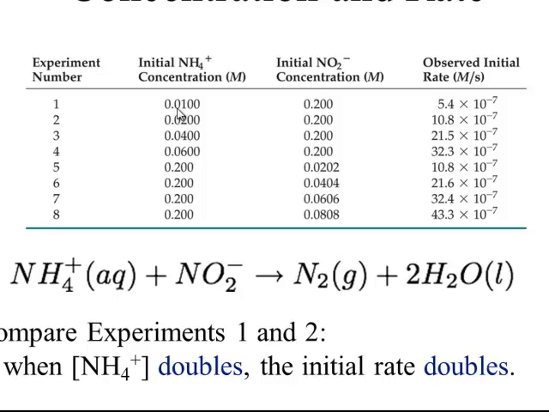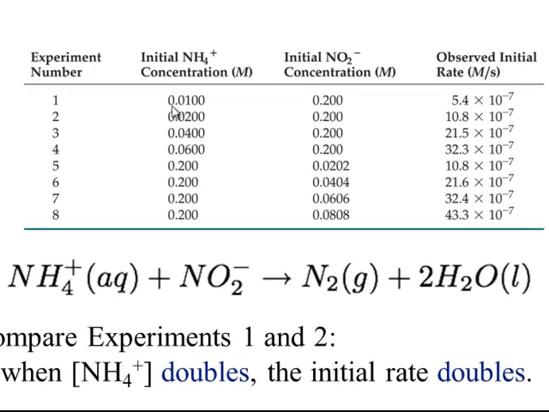So, for example, when the initial concentration of ammonium ion was 0.01 and the initial concentration of nitrite ion was 0.2, the rate of the reaction was 5.4 into 10 to the power minus 7. Similarly, when the initial concentration for ammonium was 0.02 and the initial concentration of nitrite ions was 0.2, the rate of the reaction was found to be 10.8 into 10 to the power minus 7.